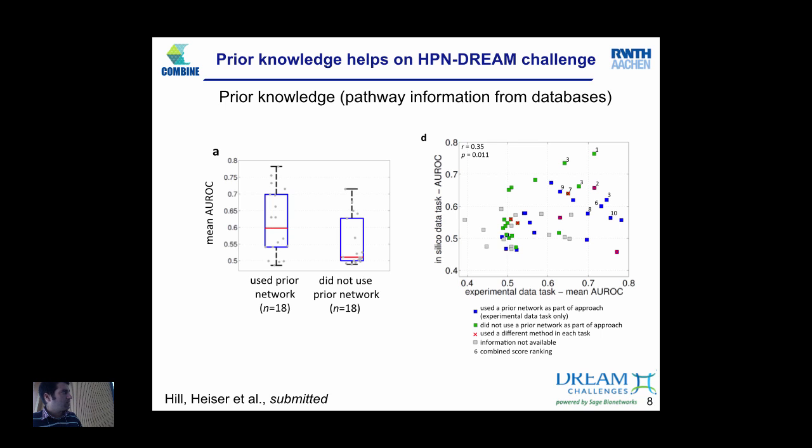And this is shown here, and this graph on the right shows you more or less the same information, where we compare how well teams did on the experimental and on the in silico case, and the ones in blue are the ones that used the prior knowledge. You can see how they get a boost in experimental data, which obviously is not the case in the in silico because there was no prior knowledge.